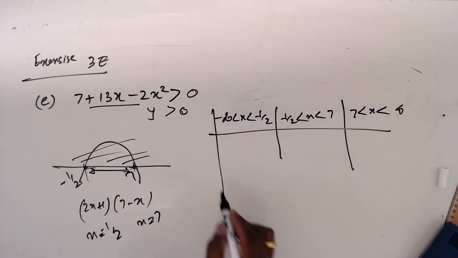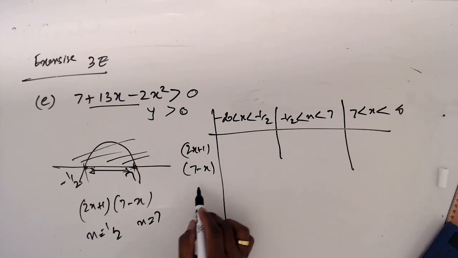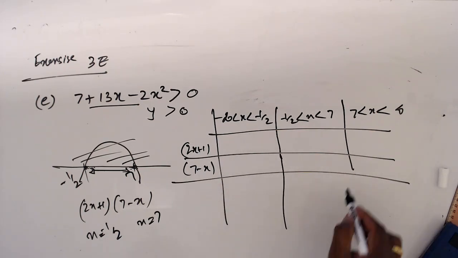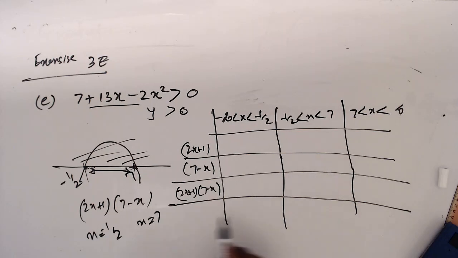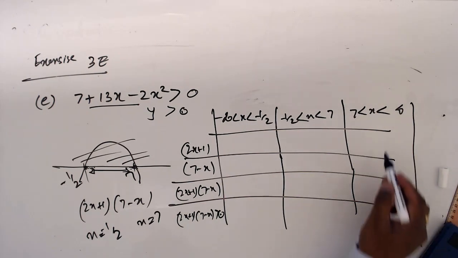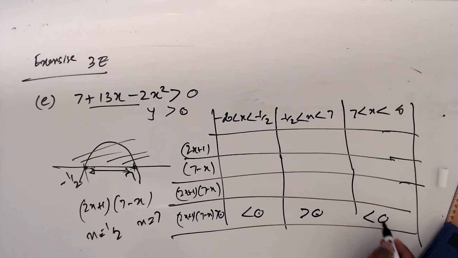And this is 2x plus 1. And this is 7 minus x. 2x plus 1 times 7 minus x greater than 0. Now I know the answer according to this setup. So this has to be less than 0, this has to be greater than 0, and this has to be less than 0. The answer should be minus half greater than x greater than 7.